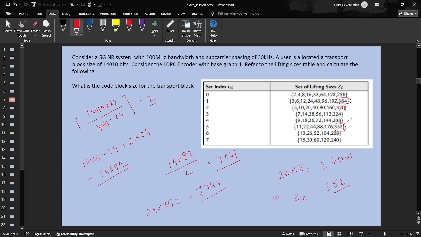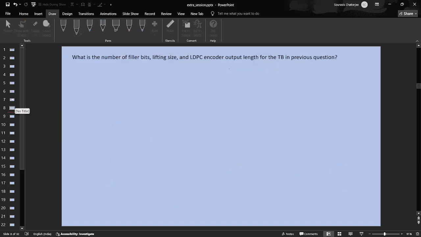That is 7744. So the lifting size we already have is 352. Filler bits are 7744 minus 7041, that is 703.